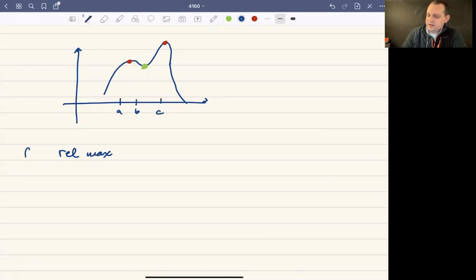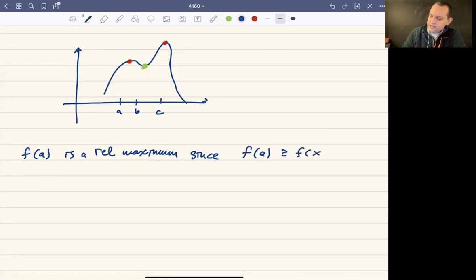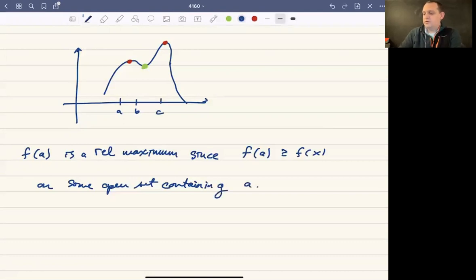So notice that f of A is a relative maximum, since what we have is that f of A is greater than or equal to f of x on some open set containing A. Open sets in the real numbers just refer to intervals with no endpoints.